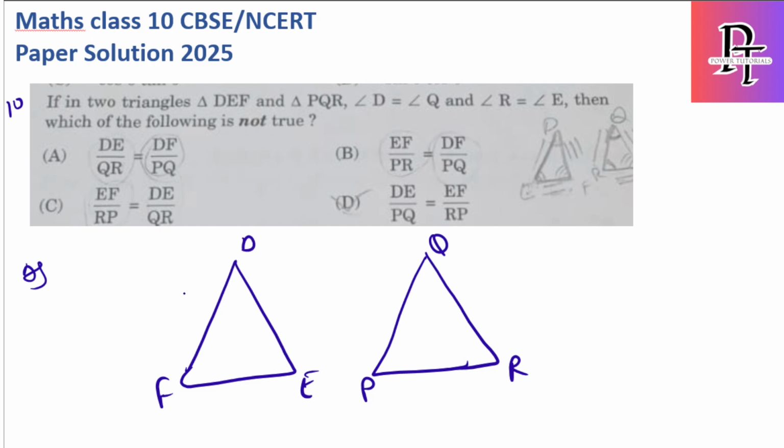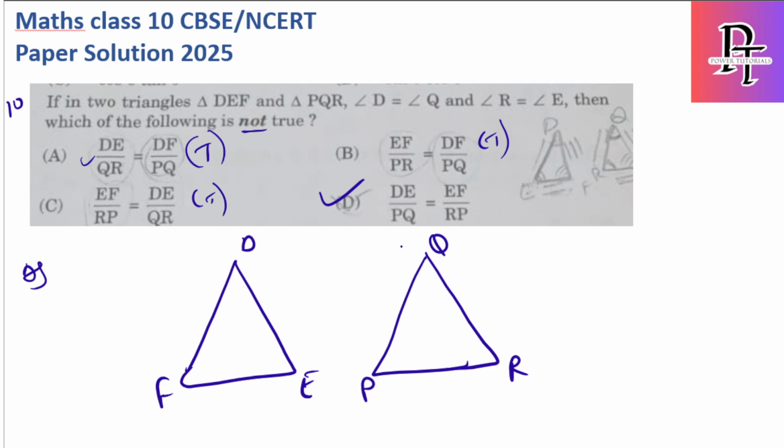As per similar triangles, let's see the first one. DE by QR is equal to DF by PQ. Yes, this is correct, but they are asking which is not true. This is a true statement. EF by PR, EF by PR, both are the same. DF by PQ, yes, this is also true. EF by RP is equal to DE by QR. This is also true. So obviously the last one should be the wrong answer, which is not a true statement.